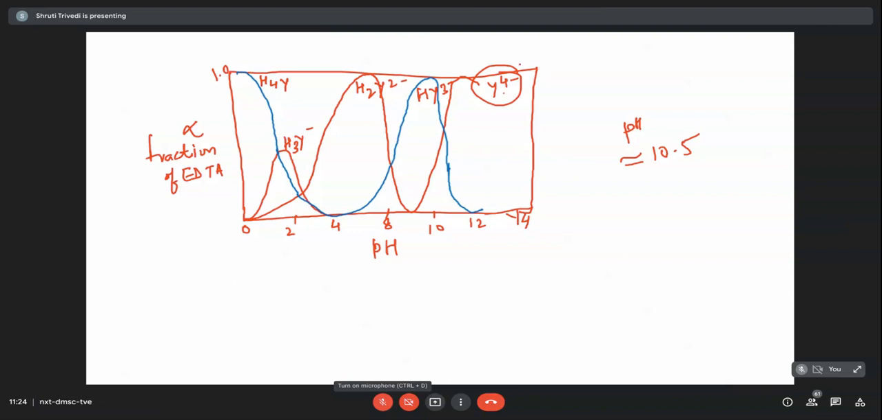So this species predominates when pH is more than 10. Basically, pH is greater than 10.25. Then Y4 minus species predominates. So this figure shows the fraction of EDTA of each form as a function of pH. And Y4 is the ligand species, so the complexation equilibria are highly affected by the pH. So if you look at H4Y, yes, yes, you can say.